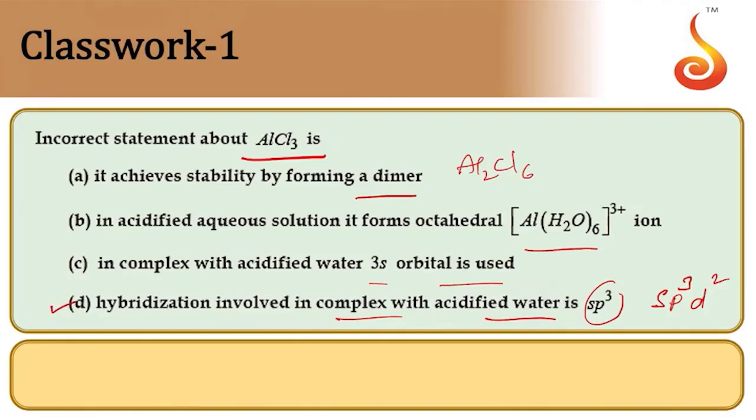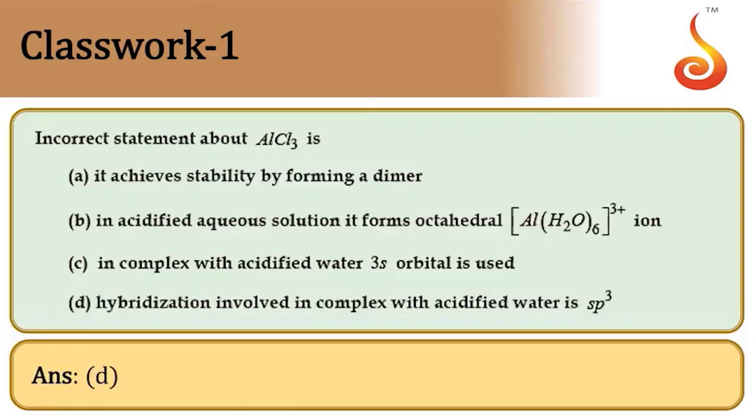It achieves stability by forming a dimer, because in the dimeric structure aluminum can form altogether 4 bonds. In acidified aqueous solution it forms an octahedral structure, that is also true. It uses the 3s orbital to be involved in sp3d2 hybridization, and the complex hybridization is sp3d2 but not sp3. So the option is D.